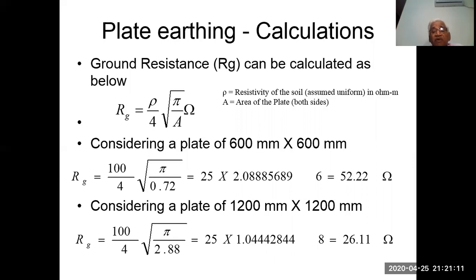Considering a plate of 600 mm by 600 mm, if you put it in this formula, we will get the resistance as 52.22 ohms. But the same thing if you use it for 1.2 meters by 1.2 meters, that is, length is double and width is also double, the resistance comes to 26.11.